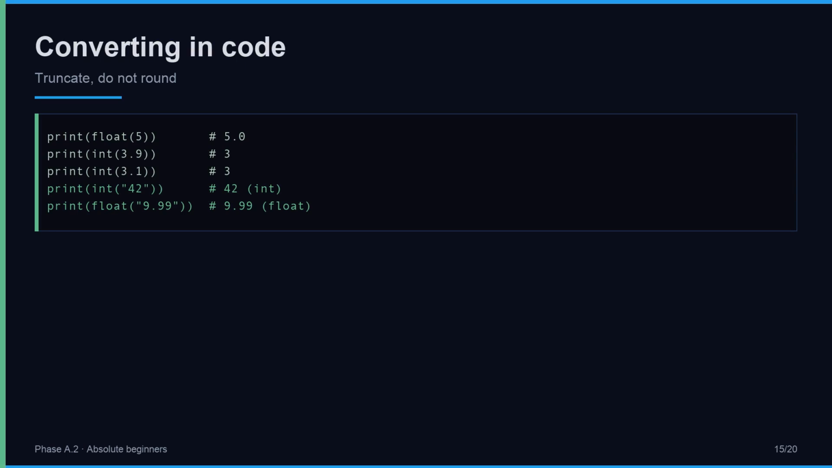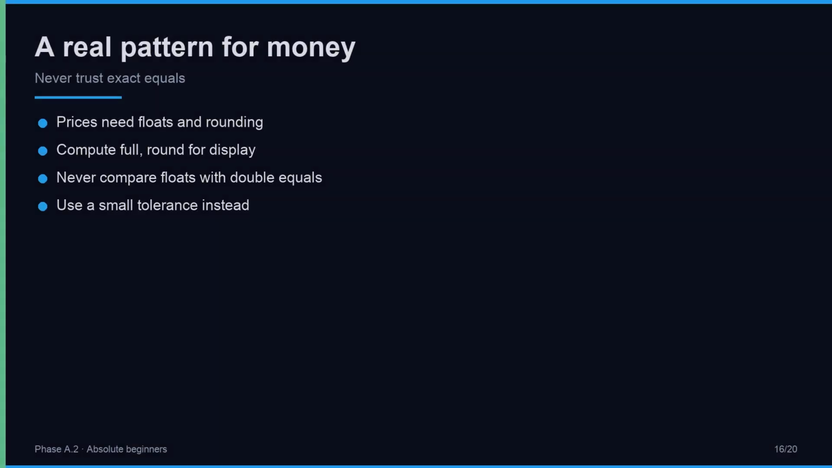Let us see the converters in code. Float of 5 gives 5.0. Int of 3.9 gives 3, the fraction is cut, not rounded. Int of 3.1 also gives 3. The converters even work on strings that look like numbers. Int of the string 42 gives the integer 42, and float of the string 9.99 gives the float. This is how you turn text input from a user or a file into numbers you can calculate with. Truncate, do not round.